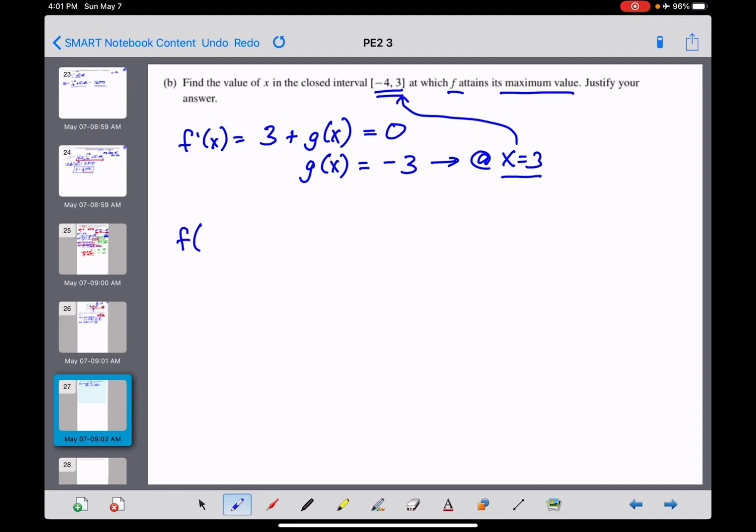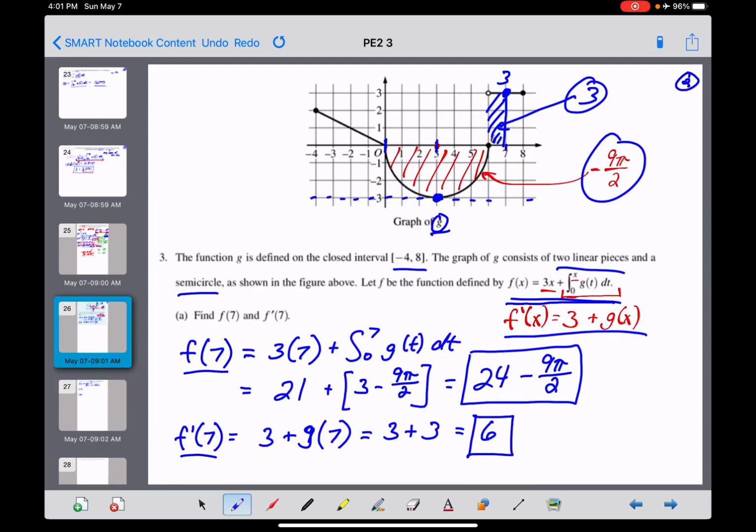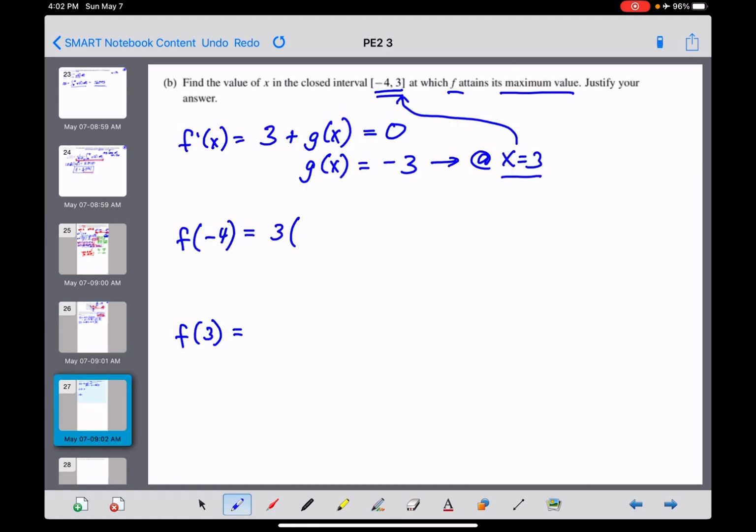So we need to know the value of f of -4, and then we need to know the value of f of 3, and from there we should be able to determine which one of them is a max. And unfortunately, I was a little bummed by this, that's not the value that we found here before. So back to the drawing board, guys. f of -4. Okay, so I've got to go back to this definition of the function right here. So it'd be 3x plus the integral from 0 to x. All right, so 3 times x, that's 3 times -4, plus an integral now, this is a little weird, from 0 to my x value, which is -4, of g of t dt.